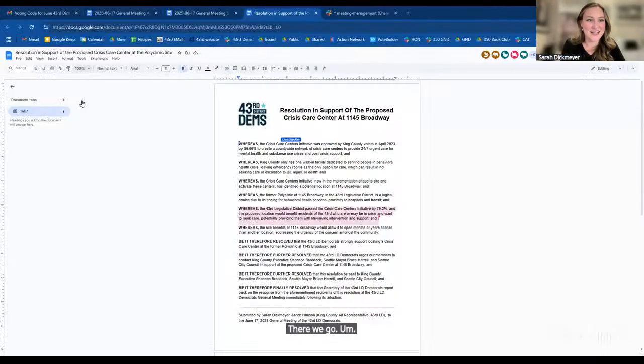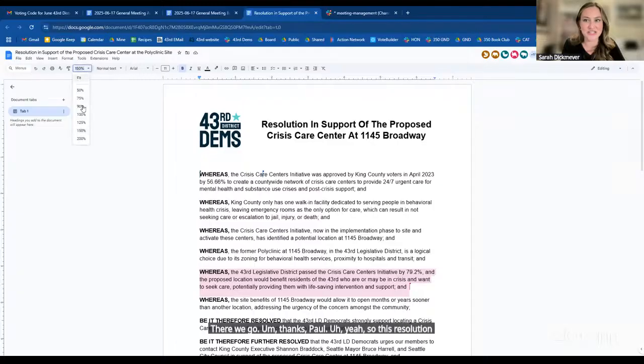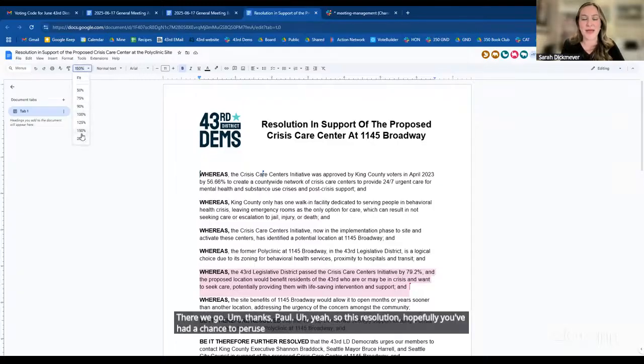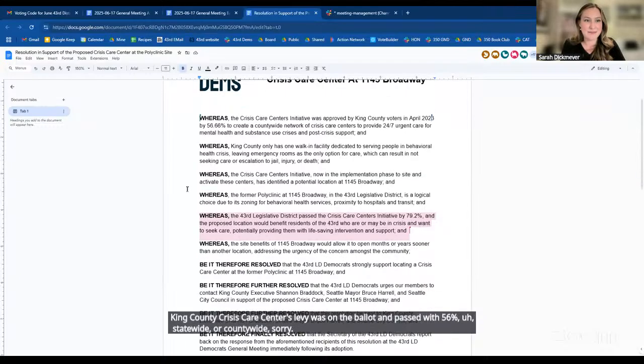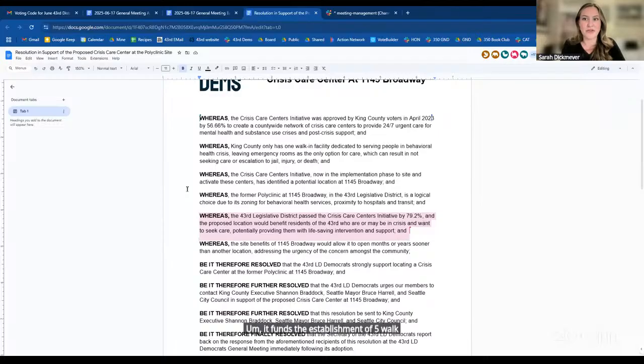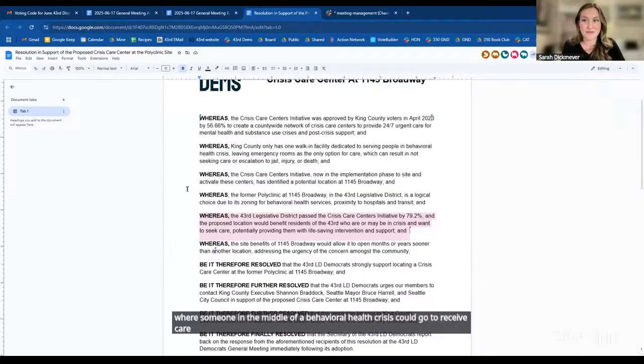Thanks all. So this resolution, hopefully you've had a chance to peruse it. If folks remember back in April 2023, the King County Crisis Care Centers levy was on the ballot and passed with 56% countywide. It funds the establishment of 5 walk-in behavioral health urgent care clinics called Crisis Care Centers. And why was that? Because prior to last year, there was nowhere someone in the middle of a behavioral health crisis could go to receive care dedicated to behavioral health needs.